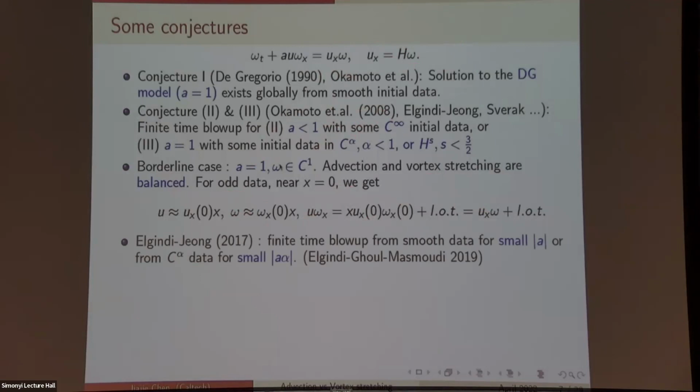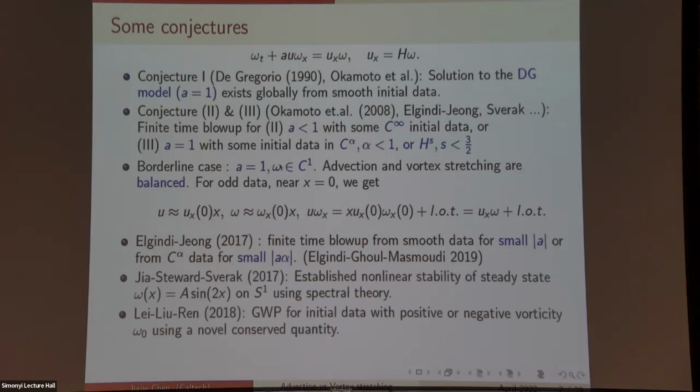The first result of singularity formation is obtained by Elgindi and Jeong. They prove finite-time blow-up of this model from smooth data for small a, or from C^alpha data with small a alpha. So a can be arbitrarily large, but they need to sacrifice regularity by taking a very small alpha. In both cases, the advection term is treated as a perturbation to this vortex stretching term, thanks to these small parameters. And the stability of this blow-up was later further studied by Elgindi, Ghoul, and Masmoudi.